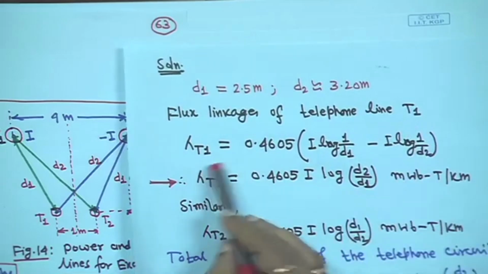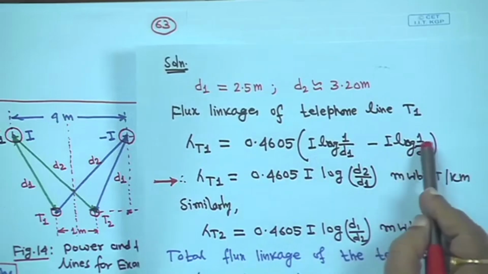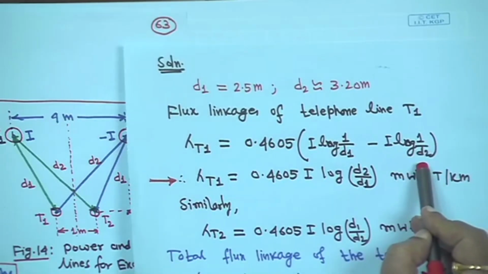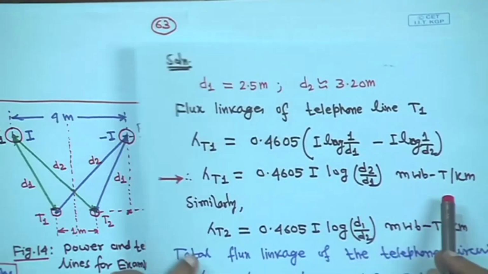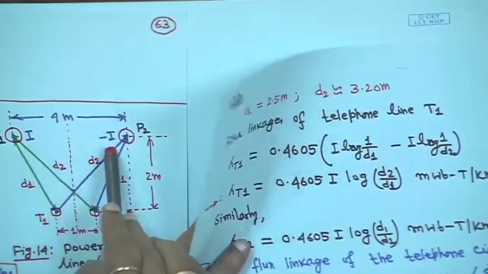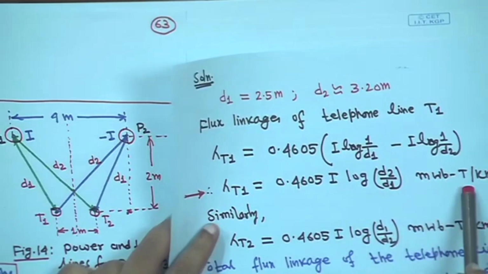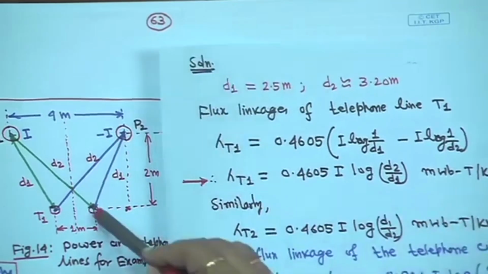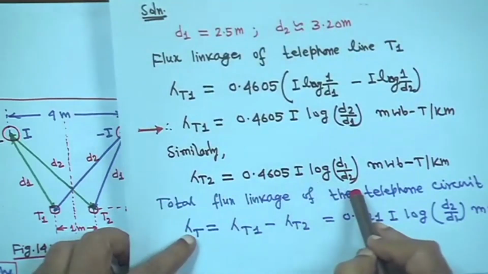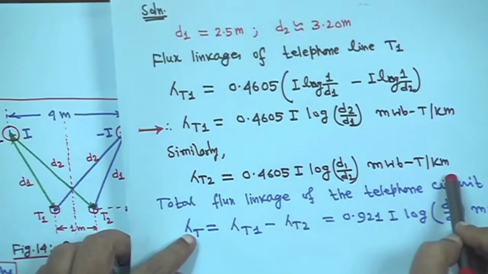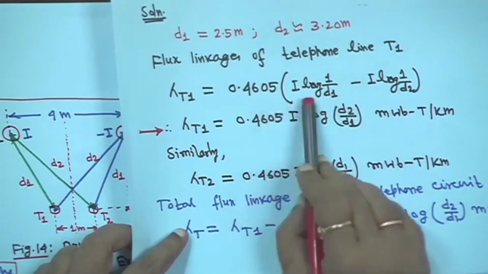So, lambda T1 I write 0.4605 I log 1 upon D1 minus I log 1 upon D2, right. This is the flux linkage of telephone line T1, right. So, both you have to consider this current, here it is I, here it is minus I, right. So, lambda 2 will be coming this much of milliweber turns per kilometer. Similarly, for lambda 2 you find out it will become 0.4605 I log D1 upon D2 milliweber turns per kilometer, right. You have understood, one current is I, another is minus I here also.